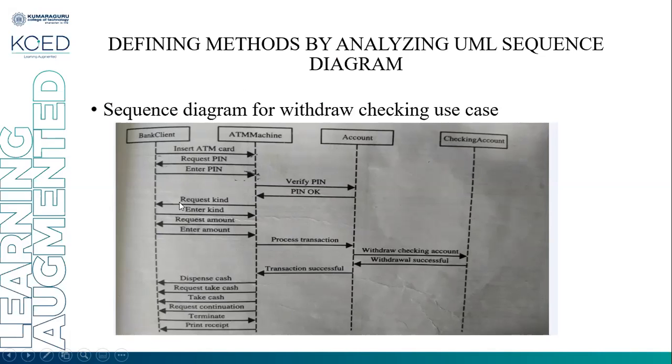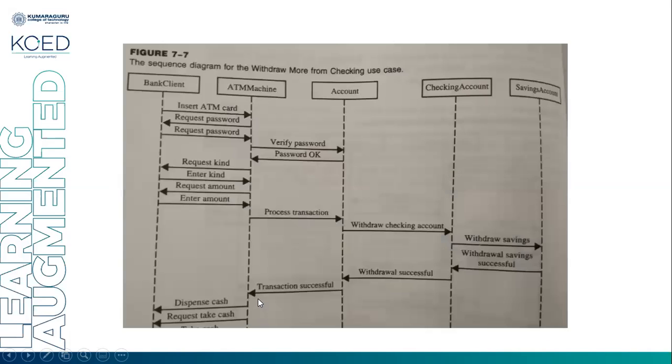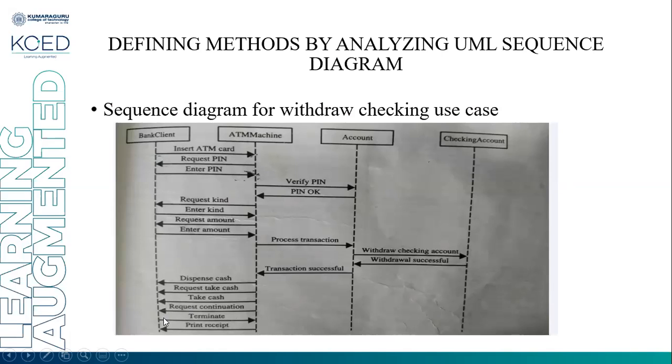The ATM machine requests the kind of transaction from the bank client. The bank client enters the kind of transaction, and the ATM machine requests the amount. The bank client enters the amount. The ATM machine processes the transaction with the account. The account checks with the checking account for the withdrawal, and the withdrawal is successful. The ATM sends the message transaction successful, dispenses the cash, requests the user to take the cash and ensures the cash has been taken, and asks about continuation. Then the bank client terminates and it prints the receipt.